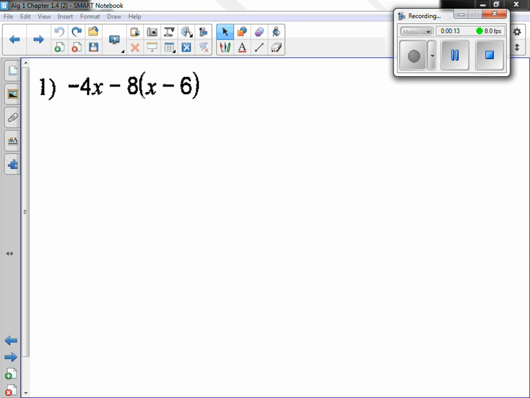So what we're going to do is we're going to go over the distributive property. There's 20 questions on that. We're going to do the first 10 together, and the second 10 are for homework. So we're going to do 1 through 10.